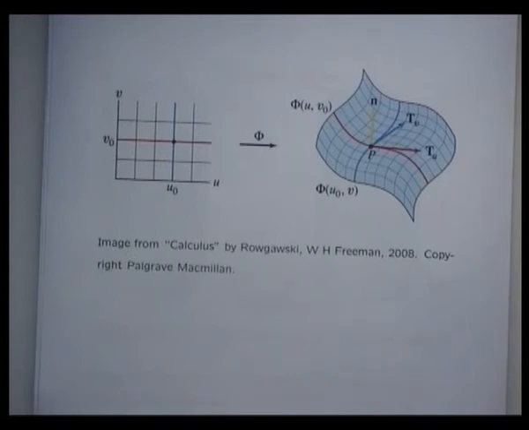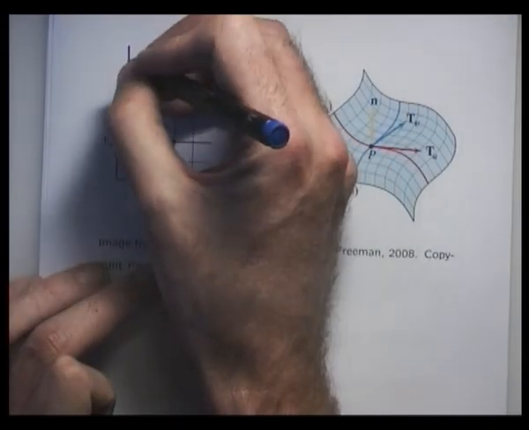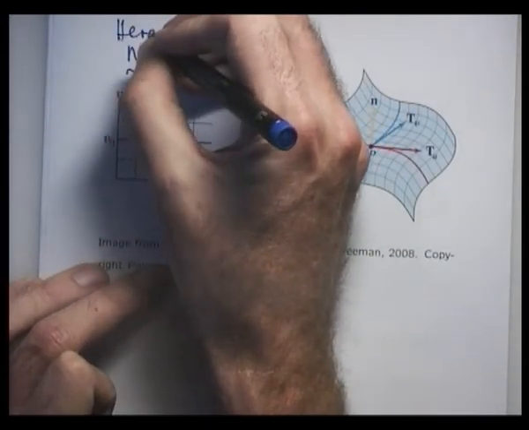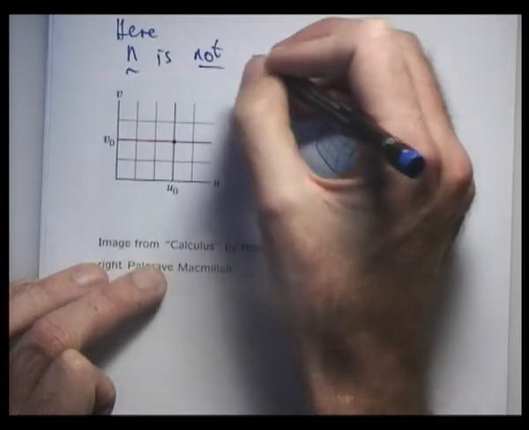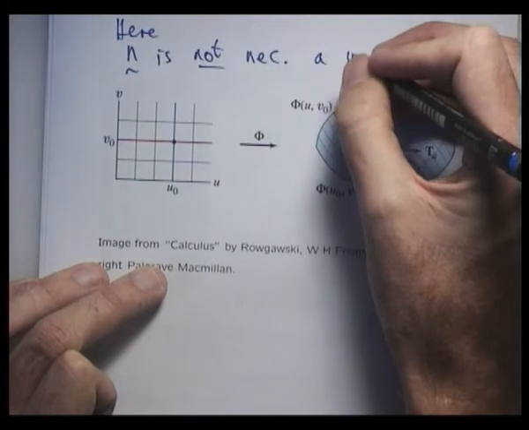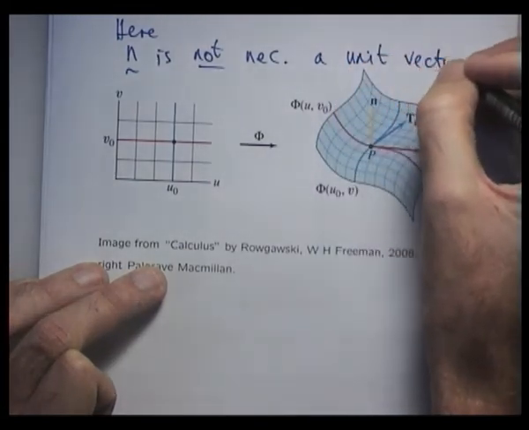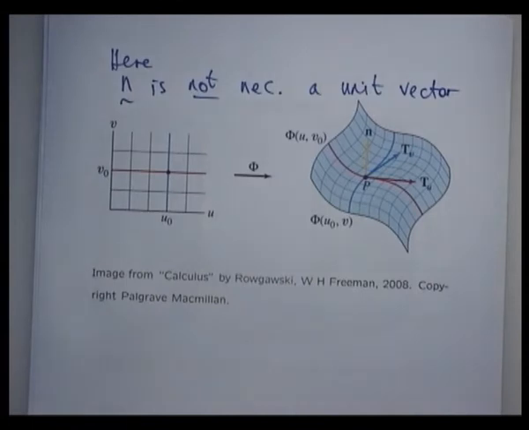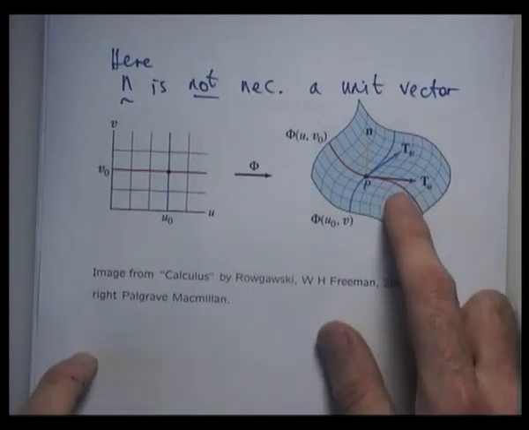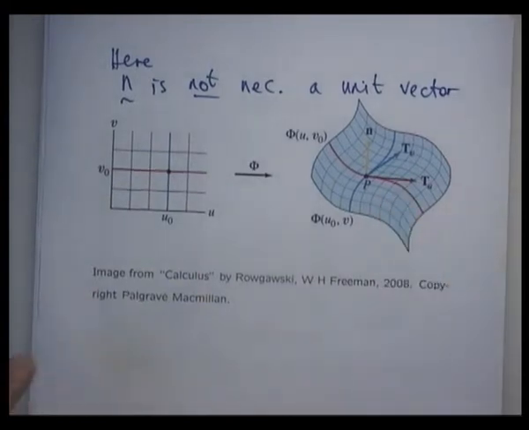Okay? Now, you need to be careful with the notation here. Yes, N's a normal vector. N is not necessarily a unit vector. All right? N is obtained by taking the cross product of our two tangent vectors. Okay? As long as you remember your right-hand rule, you can find out which way N's pointing. All right? So in this case, it would be T_u cross T_v, right?